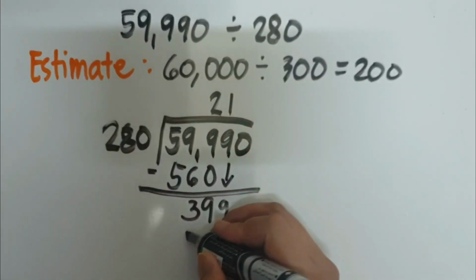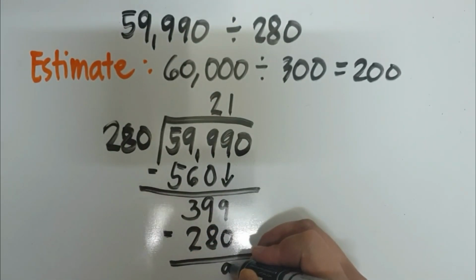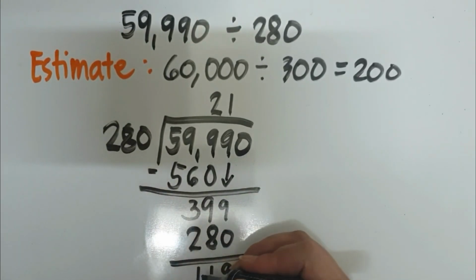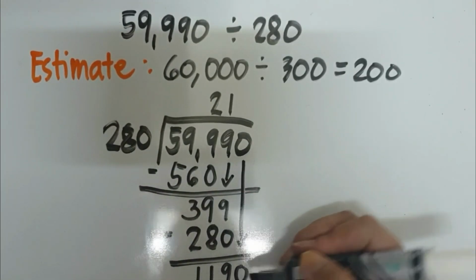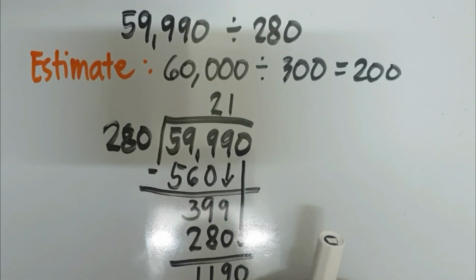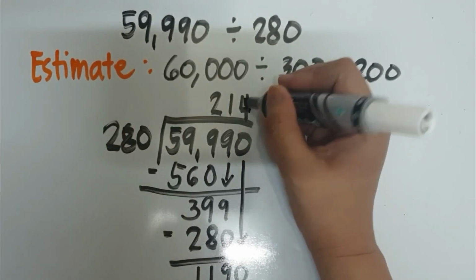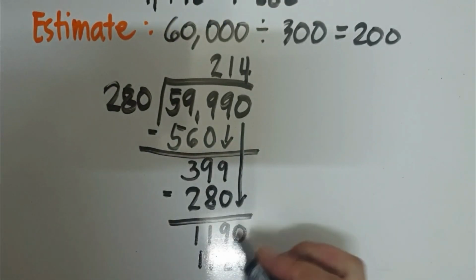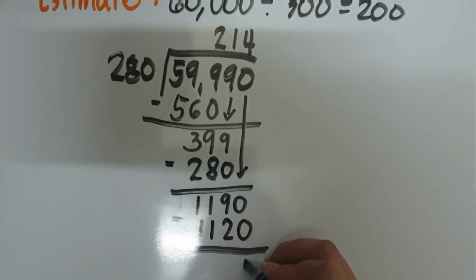1 times 280 is 280. Subtract. 9 minus 0 is 9. 9 minus 8 is 1. And 3 minus 2 is 1. Now, we still have one digit to bring down, and that is 0. So, 1,190 divided by 280, that is 4. 4 times 280, that is 1,120. And then, subtract. So, that will give you 0 minus 0 is 0.